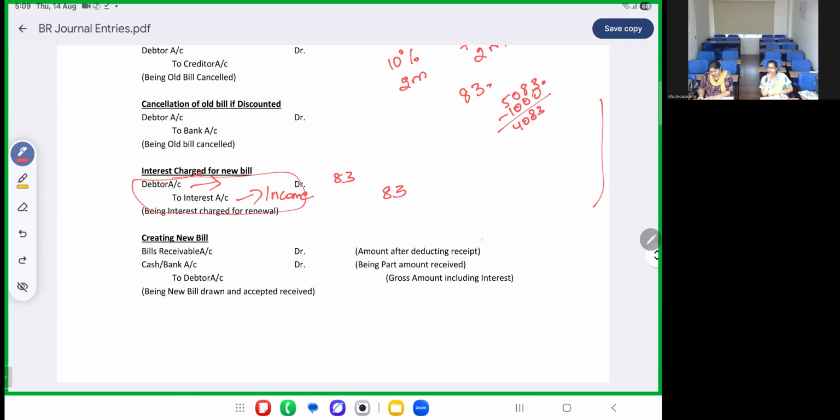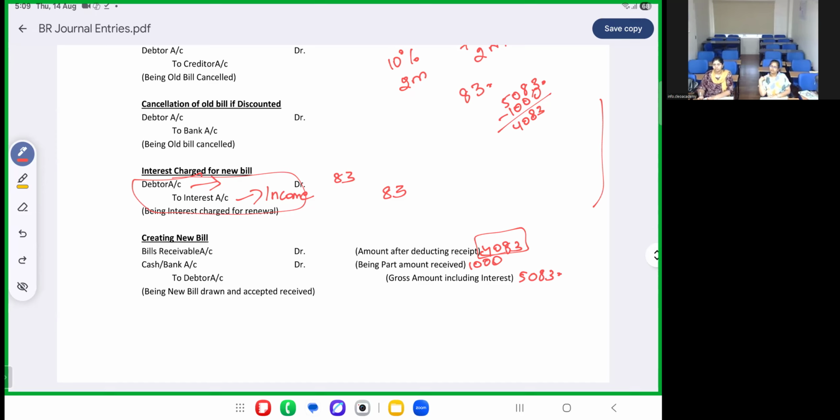So 4,083. How much he has given us? 1,000 rupees. To debtor 5,083 account, we have drawn a new bill for 4,083. Okay, clear? Yes.